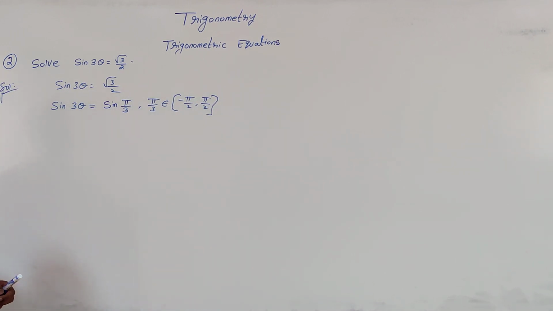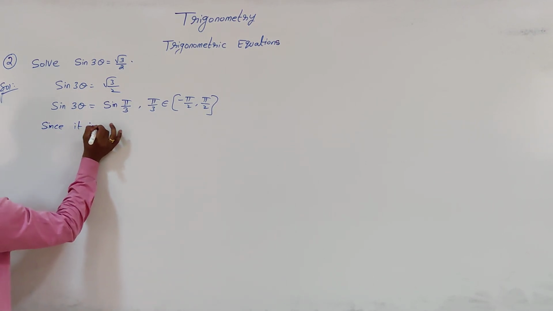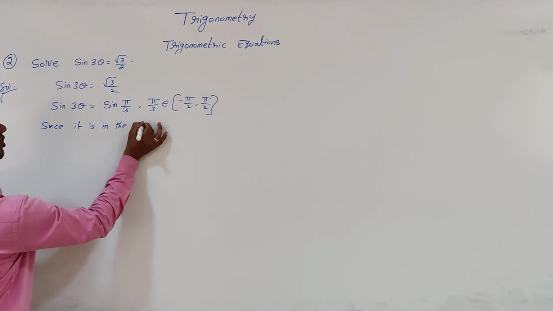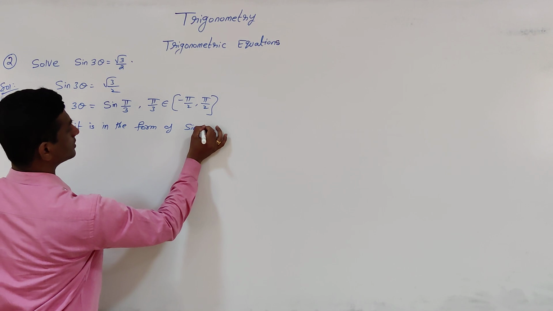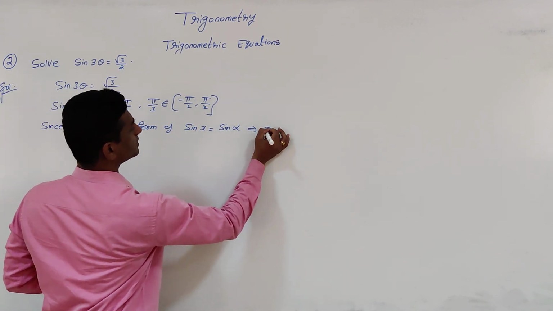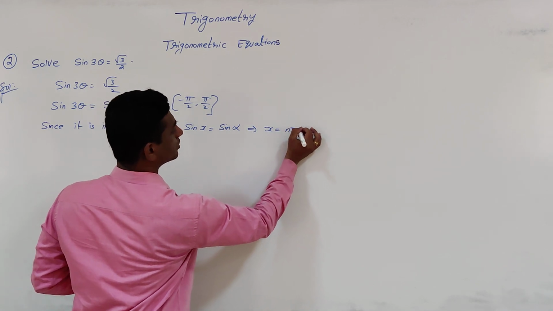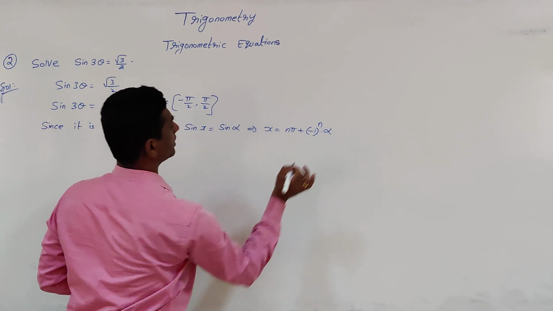So since it is in the form of sin x is equal to sin alpha, then the general solution will be x is equal to n pi plus minus 1 whole power n into alpha.